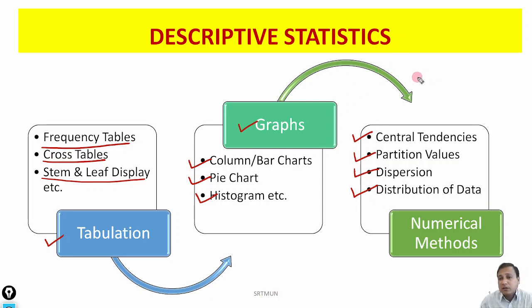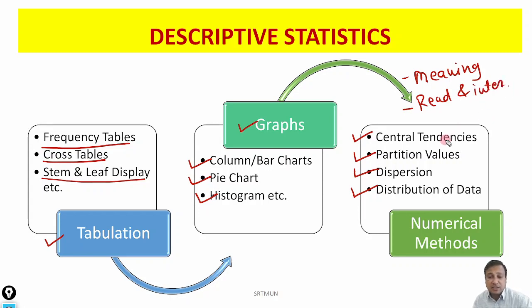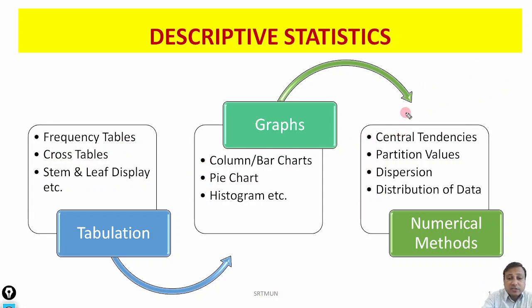Now we'll try to understand the meaning of all these numerical methods, and then we'll go for the reading and interpretation of those results which we have drawn in the previous lecture. So let me start with the meaning of the first numerical method of descriptive statistics, that is central tendencies.